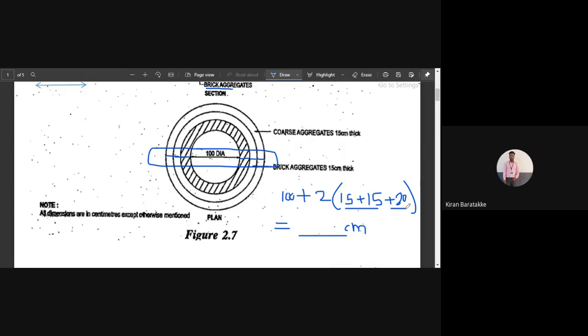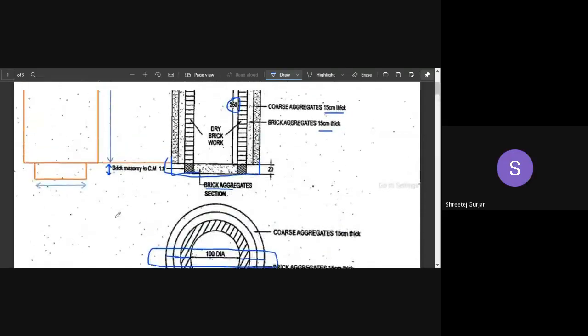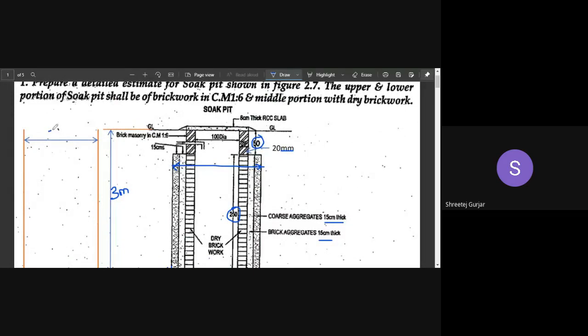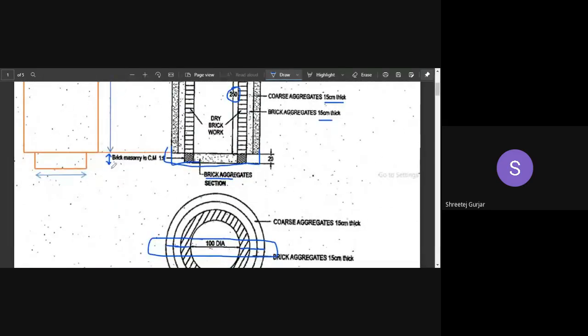How much? 200. 200 centimeters. Okay. So this dimension, you mean it is 200. Okay. 200 meaning 2 meters. Right. 2 meters. And then what is this dimension now? What is the diameter of this excavation layer over here? This dimension, I need diameter.